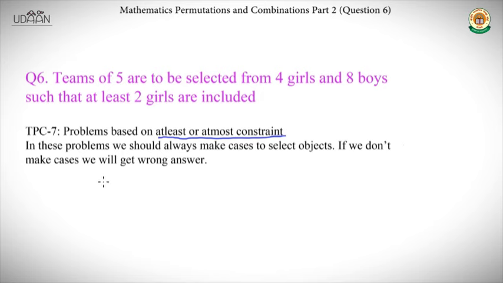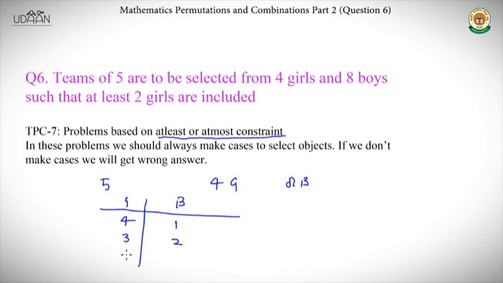We have to make a team of 5 people, and we have 4 girls and 8 boys. So the cases can be: we can have 4 girls and 1 boy. We can have 3 girls and 2 boys. We can have 2 girls and 3 boys. Or we can have 1 girl and 4 boys. No, we cannot, because there is a constraint that you cannot have less than 2 girls. You have to have at least 2 girls. So this case is not to be included.